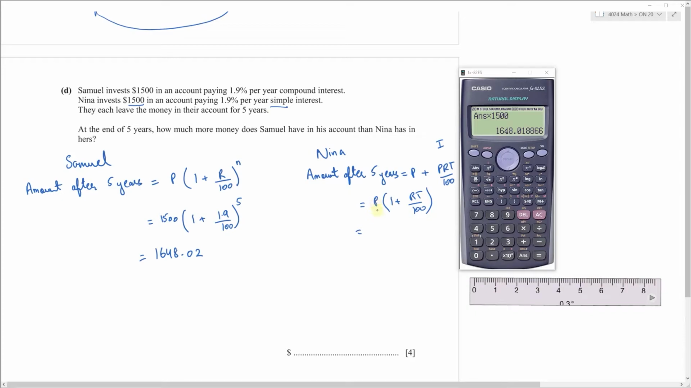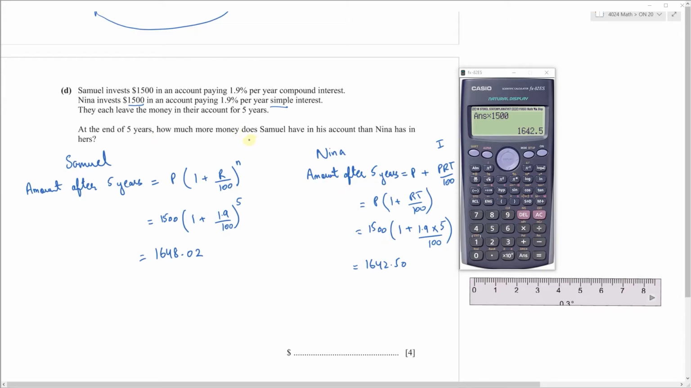So let's substitute the values. Principal is 1500. 1 plus rate is 1.9 into time is 5 years, and then divide by 100. So 1.9 multiplied by 5 and then divide by 100 plus 1 and then multiplied by 1500. So this is 1642.50. So the amount in Nina's account will be this.